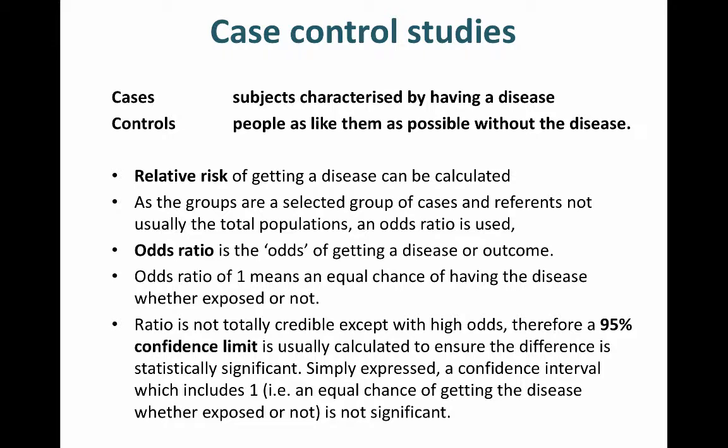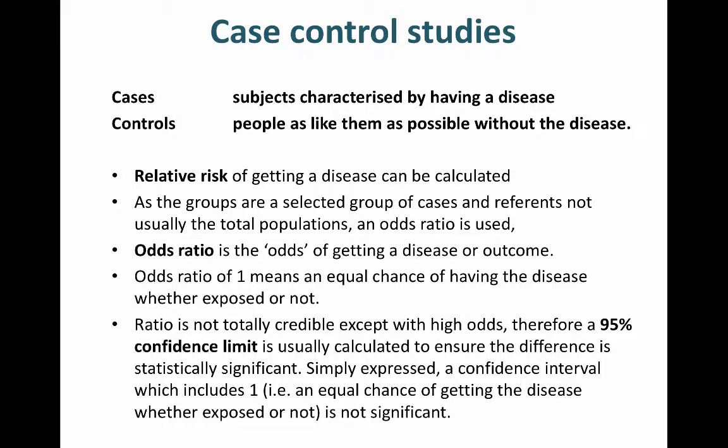The relative risk of getting a disease can be calculated, but as the groups are a selected group of cases and referents, not usually total populations, an odds ratio is used. That is the odds of getting a disease or a specific outcome. An odds ratio of 1 means an equal chance of having the disease whether exposed or not. As the ratio is not totally credible, except with a high odds, a 95% confidence interval is usually calculated to ensure the differences are statistically significant.